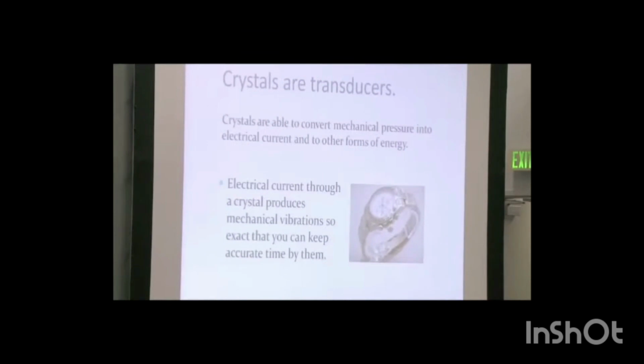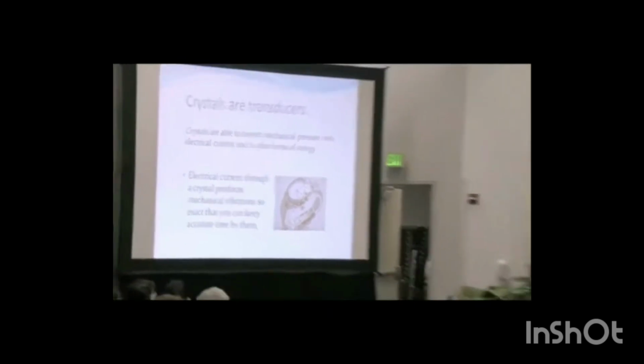So crystals are transducers. Well, what is a transducer? A transducer is able to change one form of energy into another form of energy. So crystals were able to convert mechanical pressure into electrical current and other forms of energy. Many of you may know that all you have to do is hold a crystal, and the pressure of your thumb and your forefinger is enough to create an electrical current that flows through that crystal. Did you know that? But it works the same way backwards.